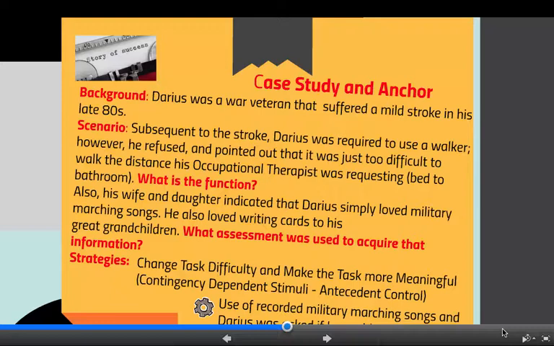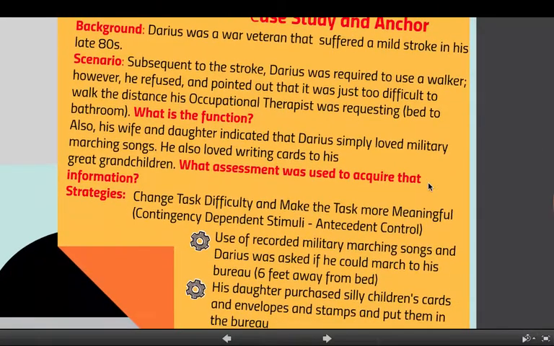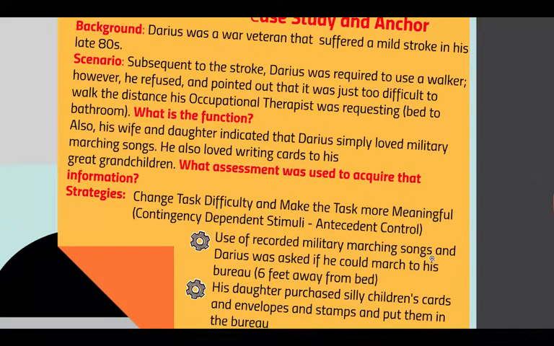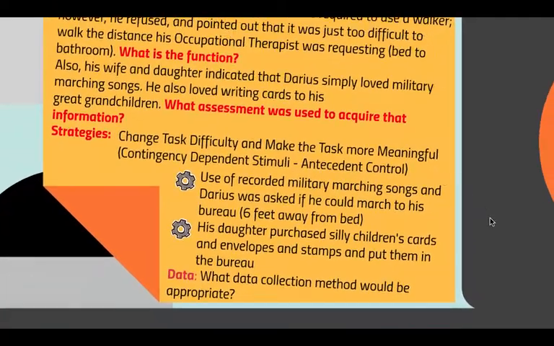So, okay, now it gets interesting. Now we know something about his strengths. Strengths as a serviceman, strengths as somebody with an interest in writing cards and maintaining communication with his grandchildren. How do we acquire that information? Well, through a preference assessment, as that was a mechanism for gathering that information. So what we did was change the task difficulty. This is a strategy. We changed the task difficulty and we made the task more meaningful.